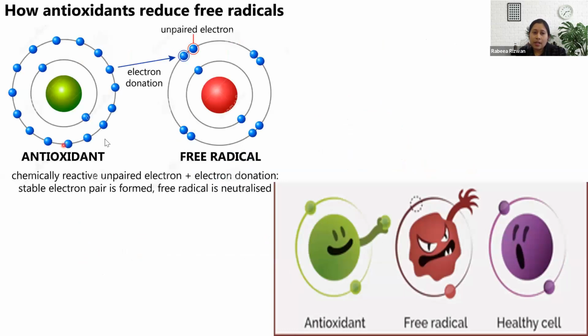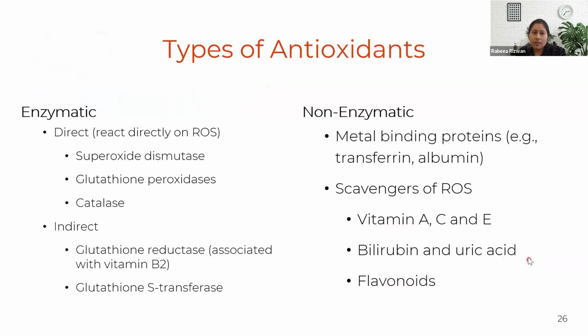Here is another example I'm giving you of the antioxidants, how they give their electron to the free radicals to make them stable. See, it will make your concept clearer, how the antioxidant is giving its electron and protecting the healthy cell in this way, rescuing it.